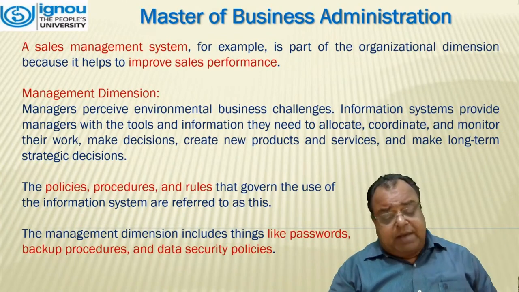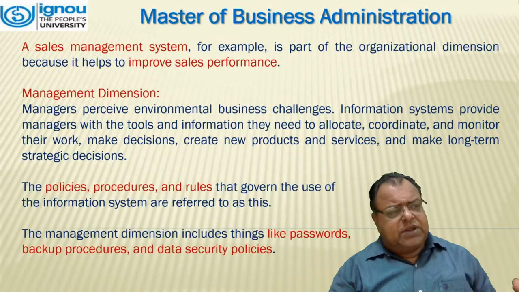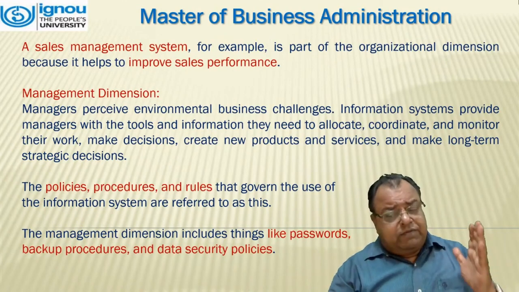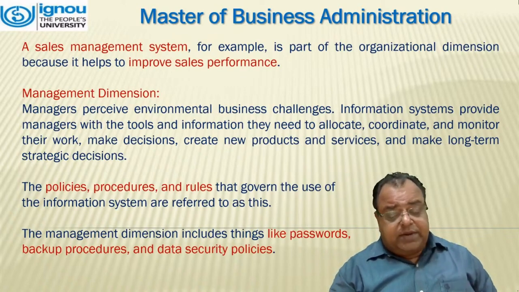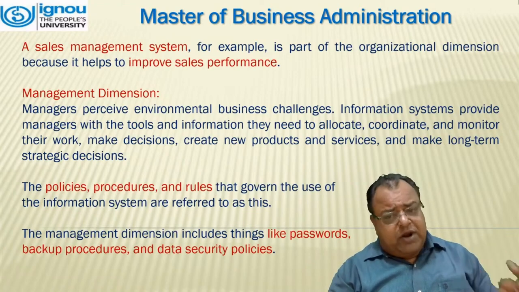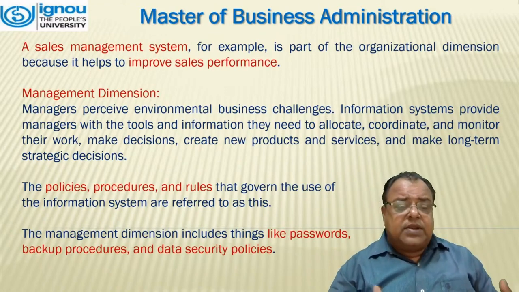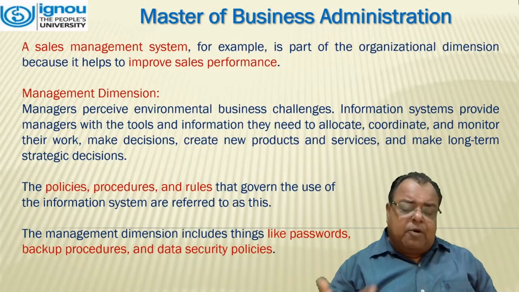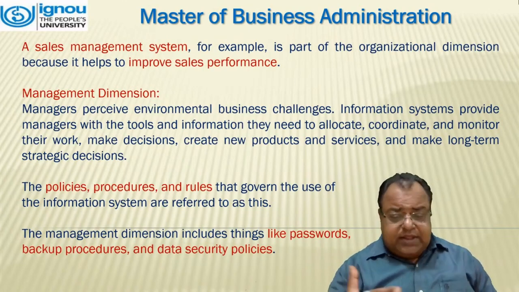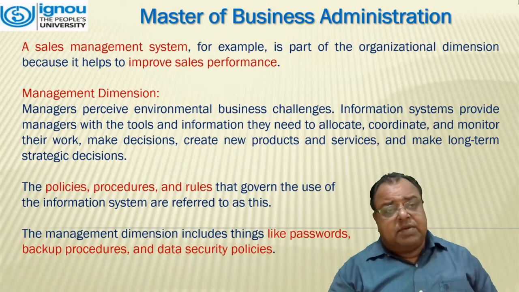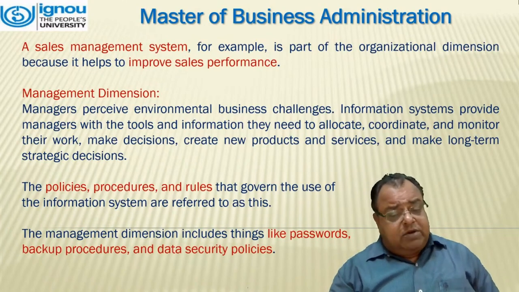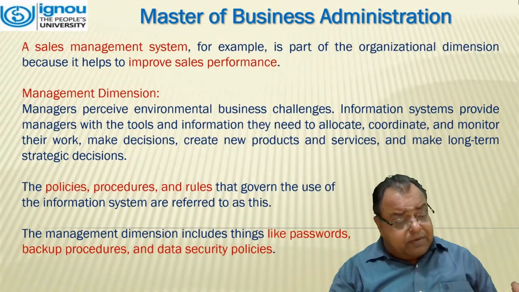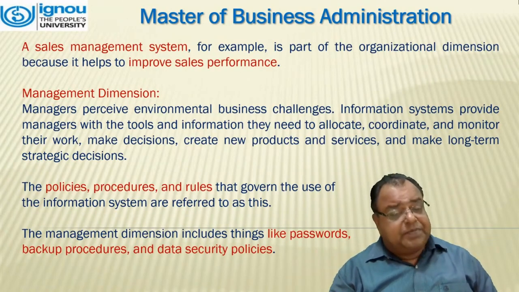Second one is management dimensions. Managers perceive environmental business challenges. Information systems provide managers with the tools and information they need to allocate, coordinate, and monitor their work, make decisions, create new products and services, and make long-term strategic decisions. The policies, procedures, and rules that govern the use of the information system are a part of this. The management dimensions include things like passwords, backup procedures, and data security policy.